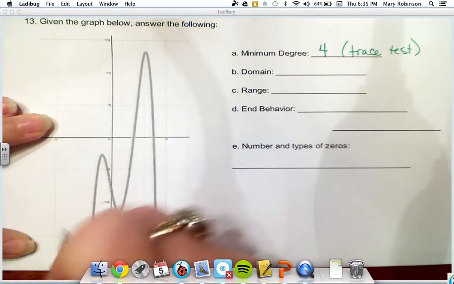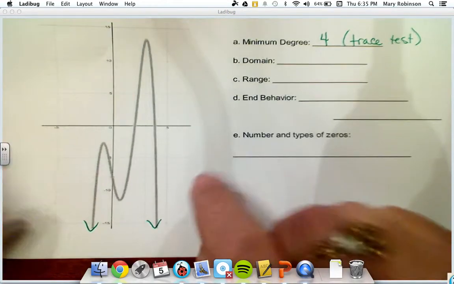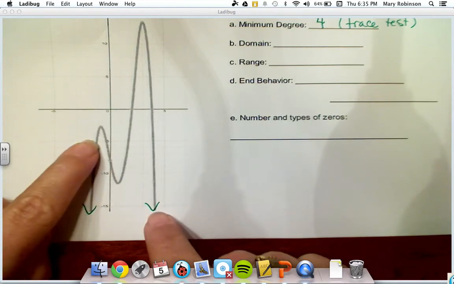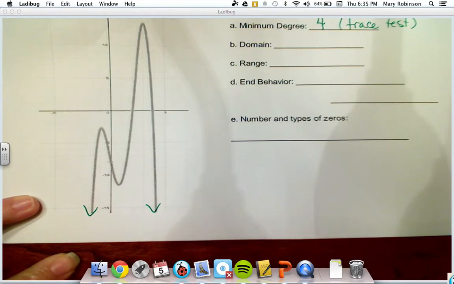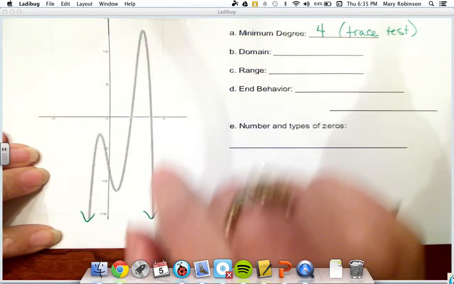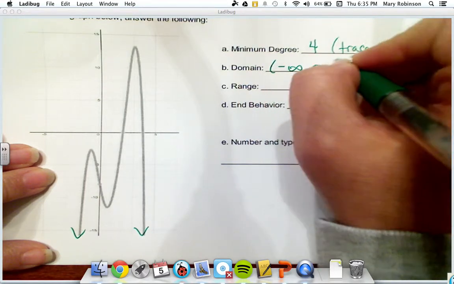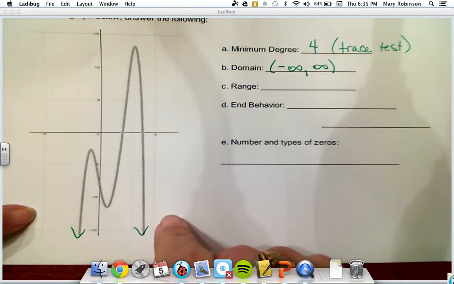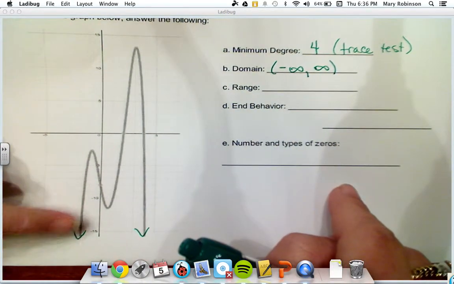To find the domain, recall that you asked, does your graph go left and right forever? Notice it doesn't appear to necessarily go left and right. It appears to go down, but it is continually going left and down and right and down. And also this is a graph of a polynomial function, and if you recall, the domain for all polynomial functions is negative to positive infinity. So remember, if you can answer the question, does it go left and right forever, then your domain is all reals.